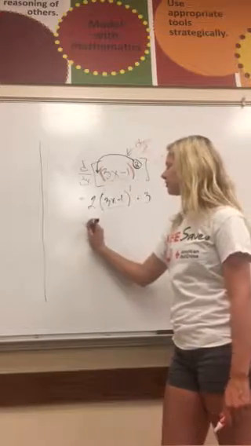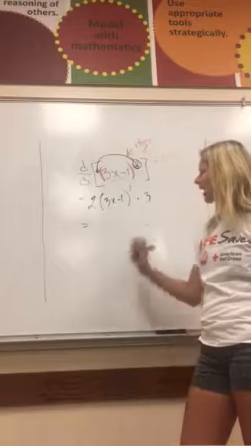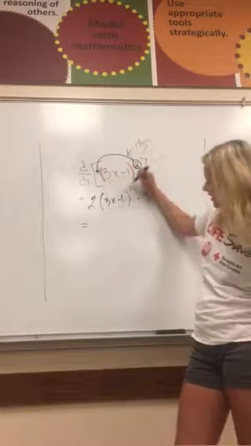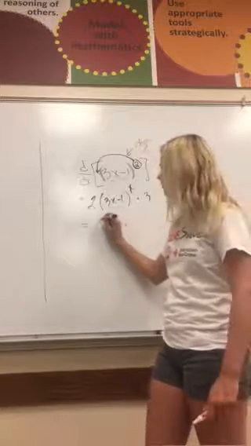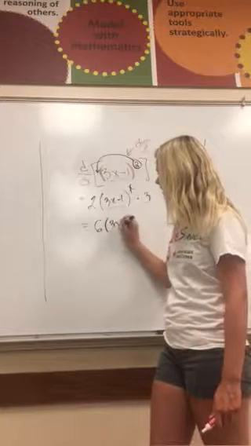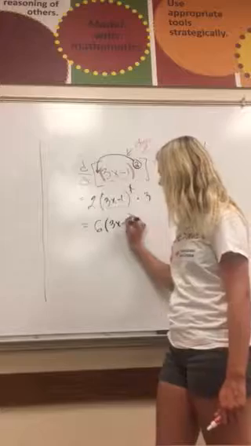But in math, we like to simplify a little bit just to make it look nicer. So we know anything raised to the first can just go away. We have 3 times 2, which is 6. So we'll just write 6 times 3x minus 1.